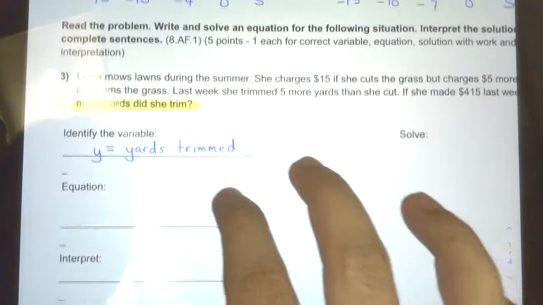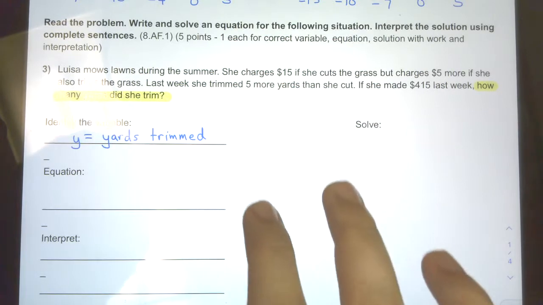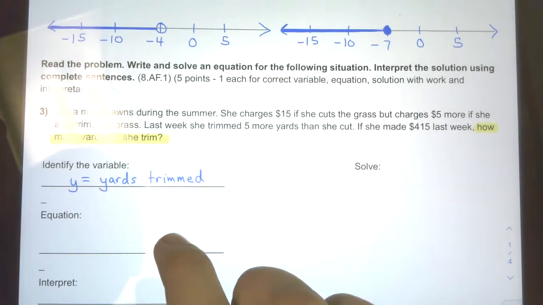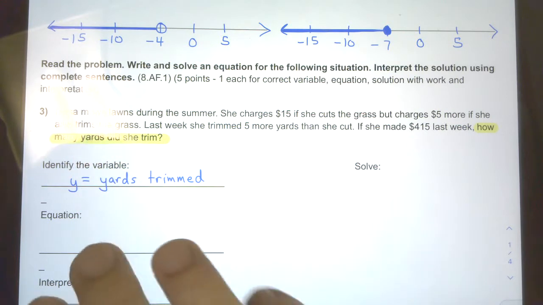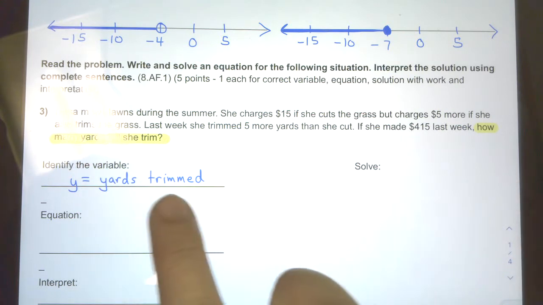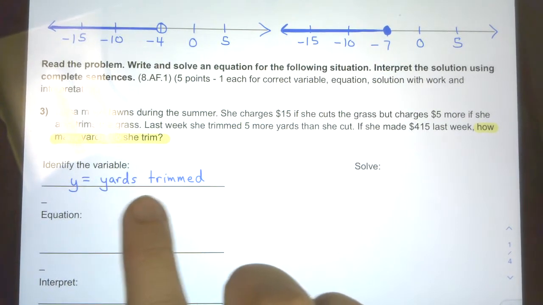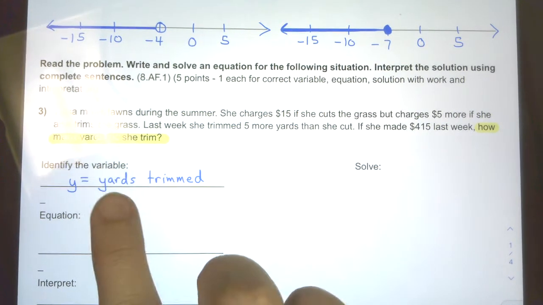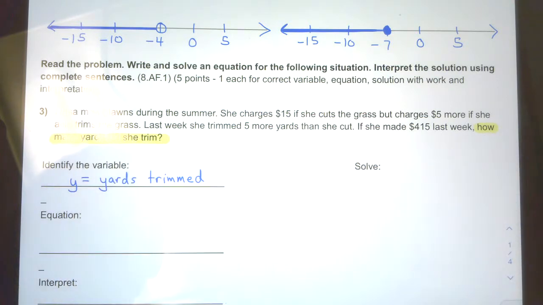This problem took me a little bit of time to get through. It is a multi-step equation problem. So there was some trial and error on my end. I knew what the correct answer was because obviously I had the answer key. But this right here tripped me up a little bit because I was just using y as yards, but it does say specifically how many yards did she trim.